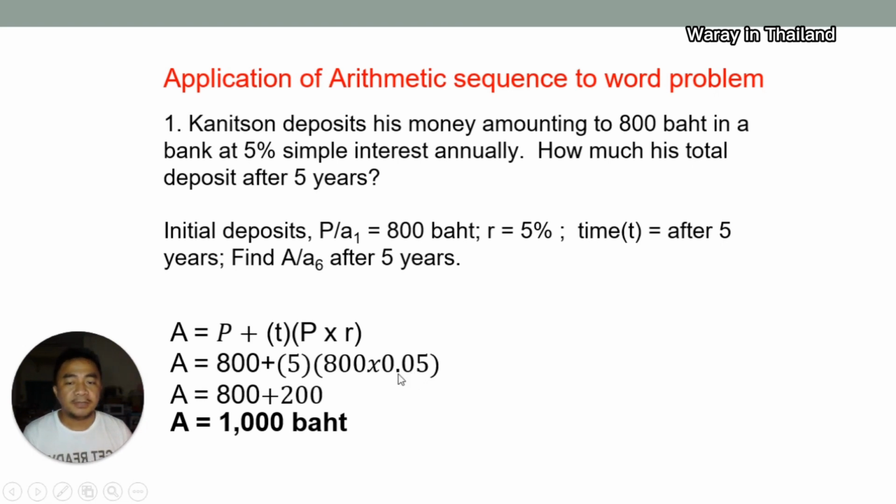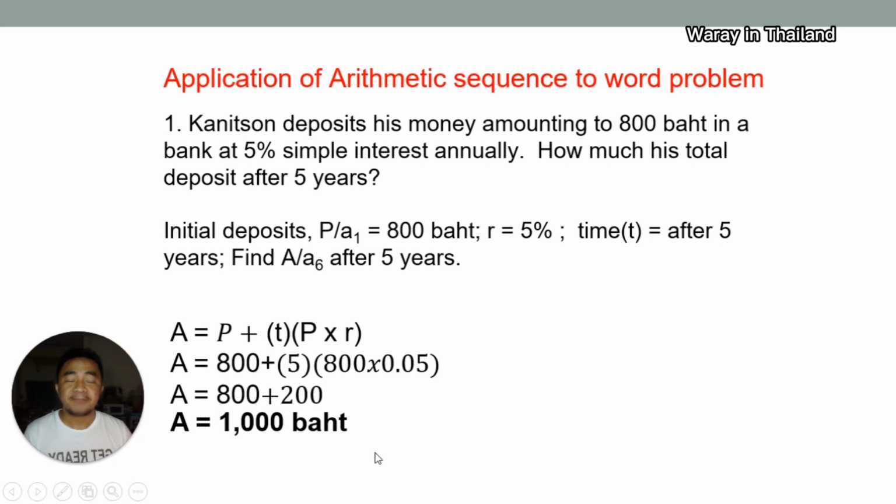So we multiply everything, and we got 200. We add plus 800, and we got the total amount after 5 years would be 1,000 baht. So if Kanitsun deposited his money, 800 baht, at a 5% simple interest annually for 5 years, then after 5 years, he will get 1,000 baht.